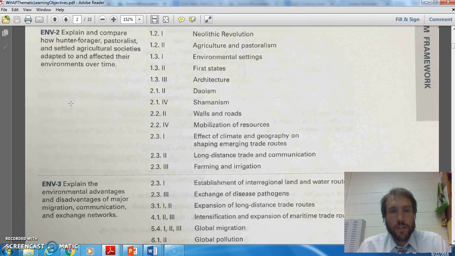It tells you which key concept it links with, which implies that it will be a theme present during that particular unit. So right here you can see that ENV2 will be linked in Unit 1. It'll also be linked in Unit 2, but it will not be linked in Unit 3, 4, 5, or 6. You can see that because they are not listed there. So themes go across multiple units in this class.